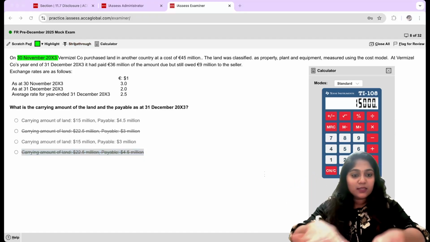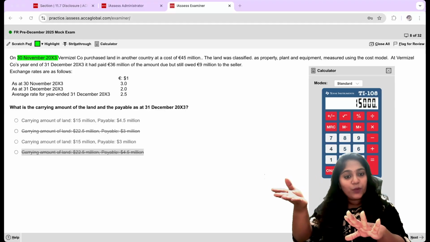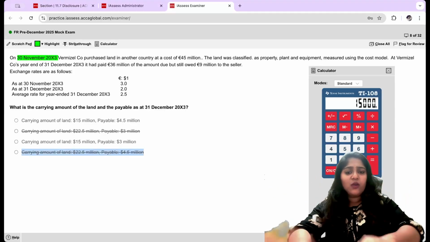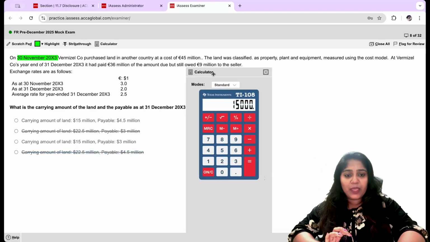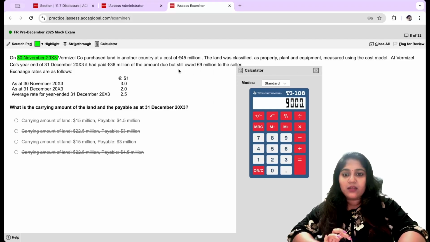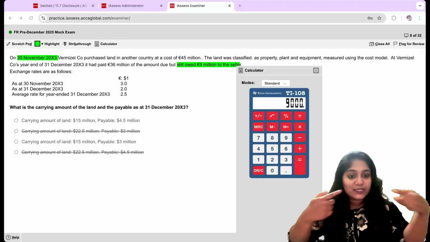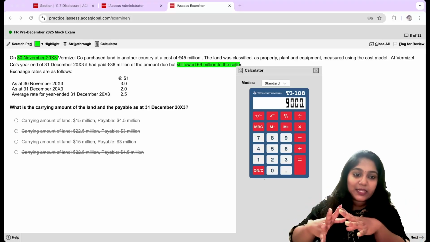So what is the next thing that you'll keep? Now, the next thing is, will the payables be 4.5 million or 3 million? Now, all of you guys tell me, what is the balance of payables? The balance of payables here is 9 million. Correct, because I still owe the seller how much? I still owe 9 million to the seller. So at this point of time, this is treated as a monetary liability.